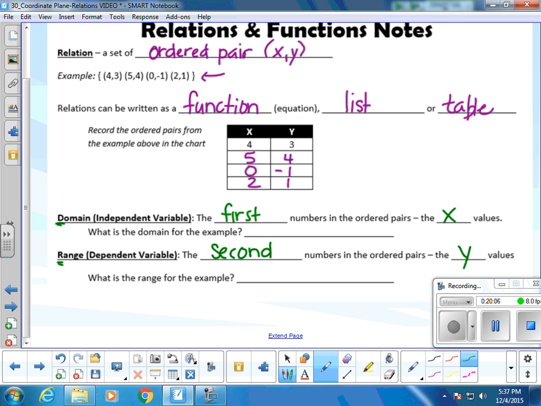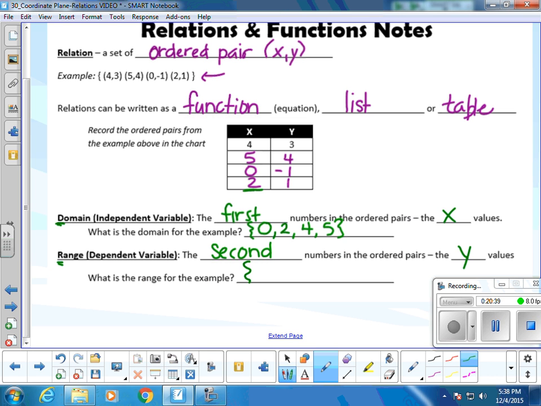What is the domain for the example that we gave above? So you're looking right here at all of the x values, and you're going to list them. Typically, we list them in order from least to greatest. So you could just list them as 4, 5, 0, and 2, but if you write them in least to greatest order, which is what they're going to do, they're going to write them as 0, 2, 4, and 5. If you're listing the domain or the range separately, you do not have to repeat numbers. So if I had two 4s or two 5s, I could just list them once and be done.